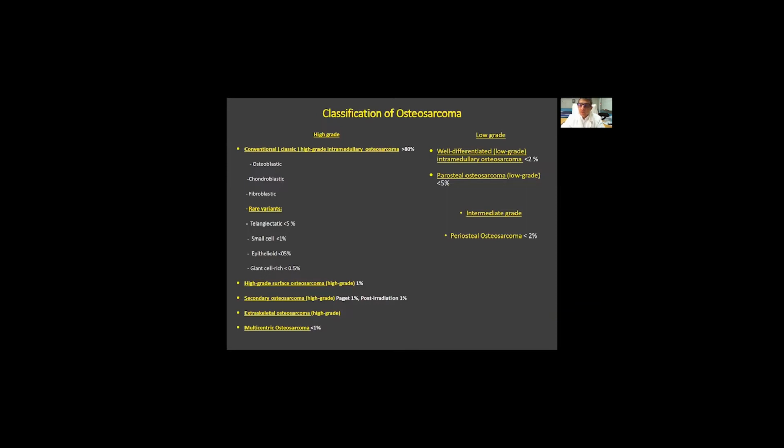Regarding the intermediate grade periosteal osteosarcoma, which is a very rare type of osteosarcoma seen in less than 2% of the population of osteosarcoma, this tumor, as being intermediate in grade, still has controversy whether systemic chemotherapy should be used in addition to local control by surgery, or the patient should be treated by surgery alone.